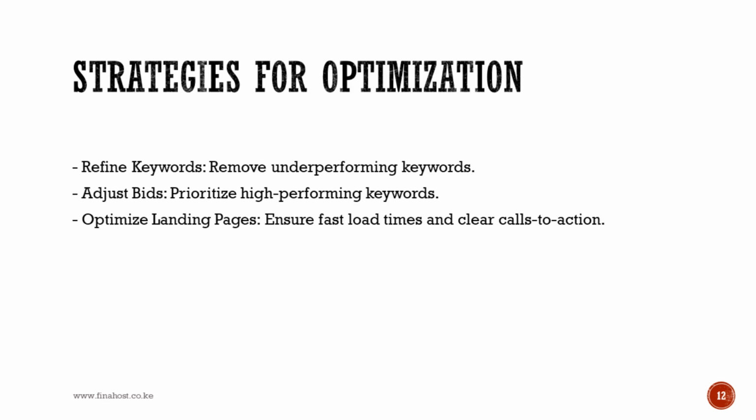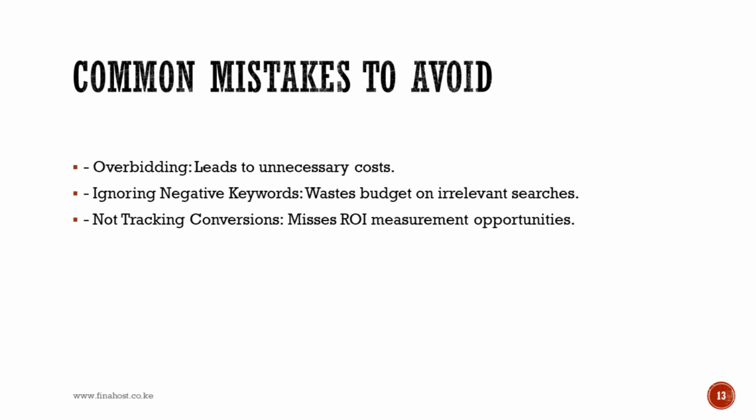To optimize your campaigns, focus on refining keywords, adjusting bids, and improving the quality of your landing pages. These steps will enhance your ad performance. Common mistakes in Google Ads include overbidding, ignoring negative keywords, and failing to track conversions. Avoiding these issues ensures you get the most value from your campaigns.